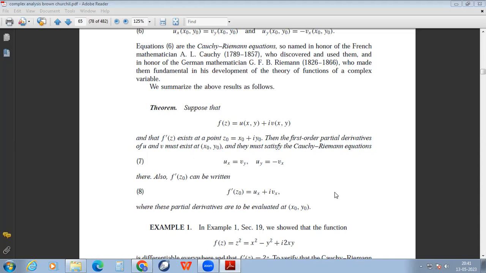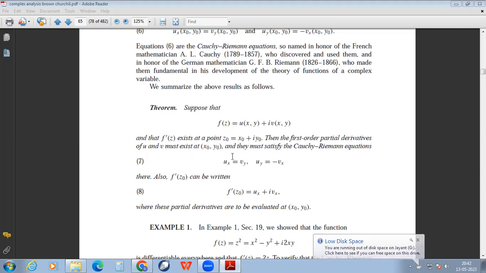Is it fine? Have you got what is meant by necessary conditions? Yes, ma'am. Okay, so these are the necessary conditions. What are they? F dash z exists means if it exists, then what must follow? The first order derivatives must exist and they should satisfy these two conditions, these two equations, which are known as Cauchy-Riemann equations.